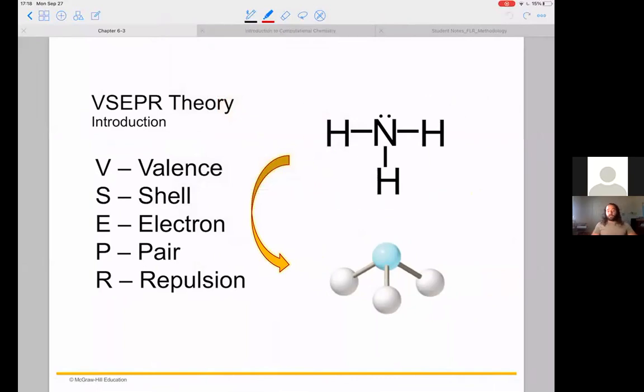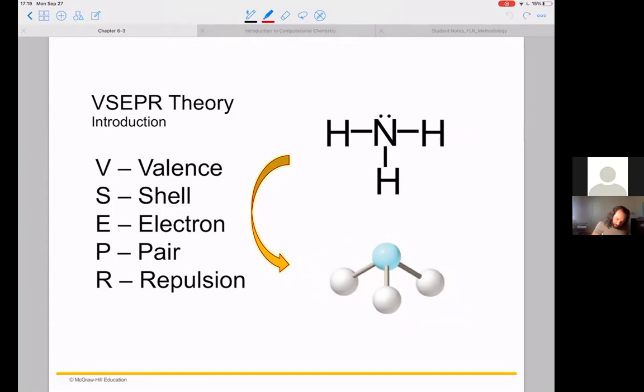The Lewis structures are 2D representations. They tell you who's bonded to who and where the electrons lie within a molecule. But they don't actually tell you the 3D shape of a molecule, right? Molecules are not two-dimensional. They have 3D geometries. So VSEPR theory is how we're going to go from our 2D Lewis structures to the actual three-dimensional shape of the molecule.